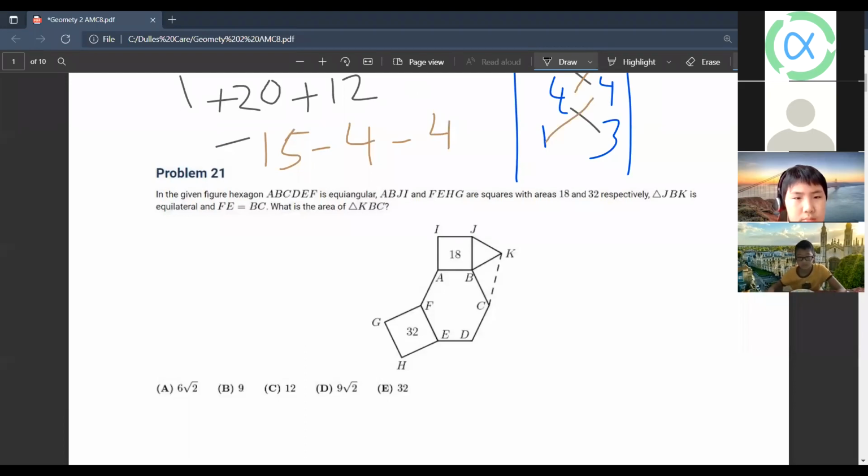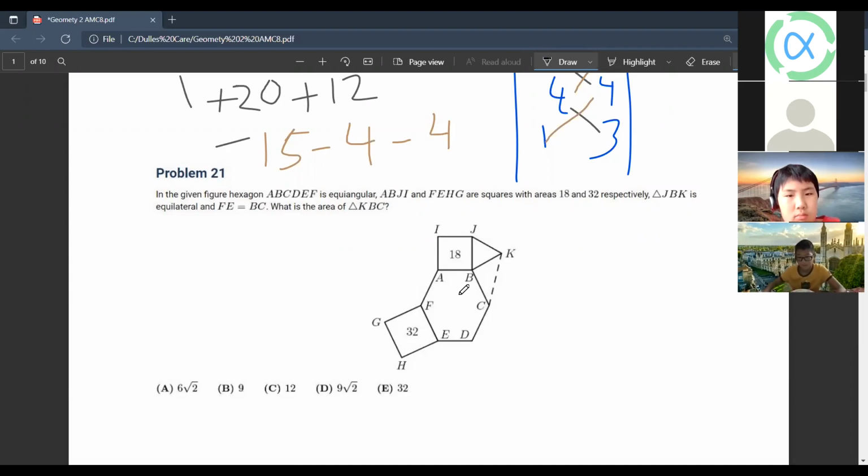So we have, in the given figure, hexagon ABCDEF is equiangular. So we have this hexagon, and what equiangular, or equal angular, means is that all the angles are equal. So then that means that all angles are 120 degrees. We know this because all angles are equal, and the sum of all the angles in the hexagon has to be 720. So 720 divided by 6, that's 120.